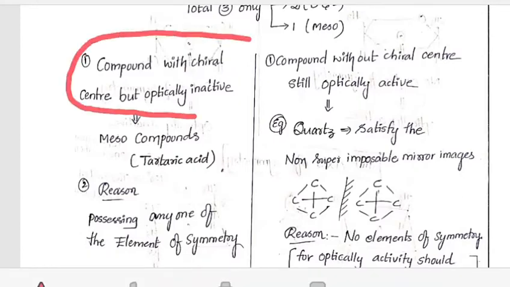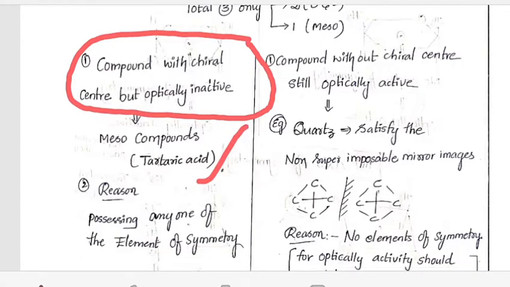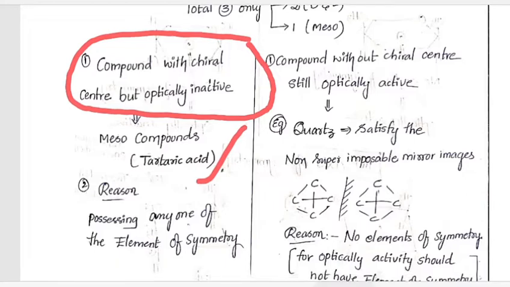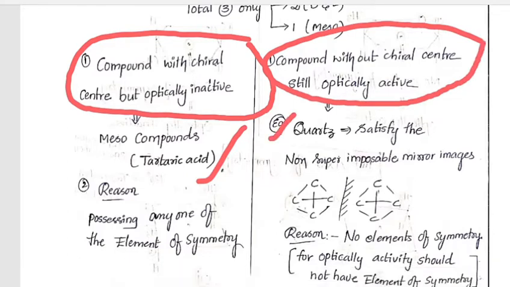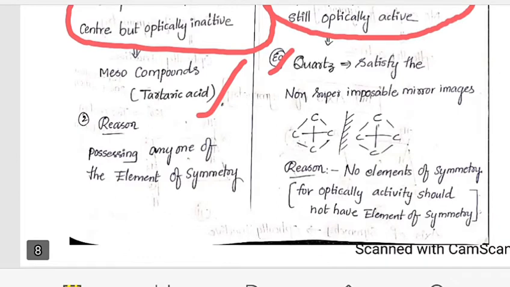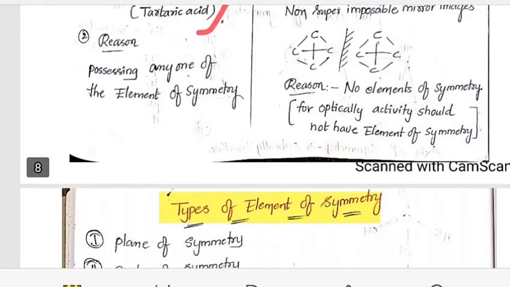Having a chiral center but being optically inactive, an example is tartaric acid, because of forming a meso compound it will be an inactive compound. And a compound that does not contain any chiral center but has optical activity, an example is quartz, important for the GPAT. The reason is no element of symmetry is observed in this quartz compound.